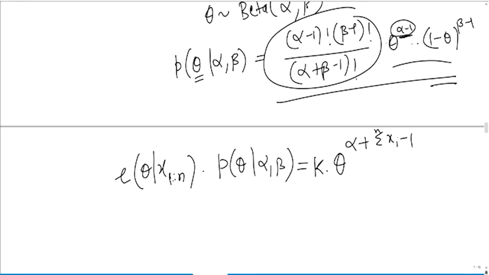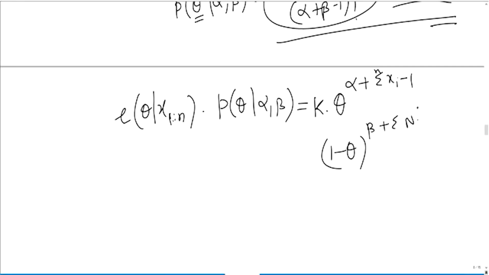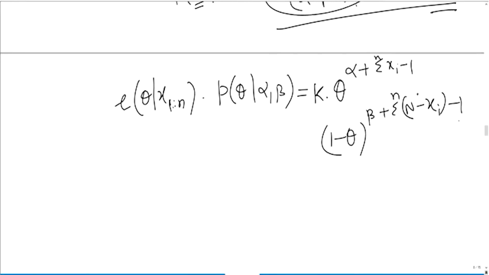So you have alpha minus 1 here, alpha minus 1 plus this term summation of x, and 1 minus theta to the power beta plus summation n minus xi minus 1. Okay. So let me write the 1 minus theta term here: into 1 minus theta to the power beta plus summation n minus xi, up to n, minus 1. Okay, so this is the kernel we get of likelihood and prior.